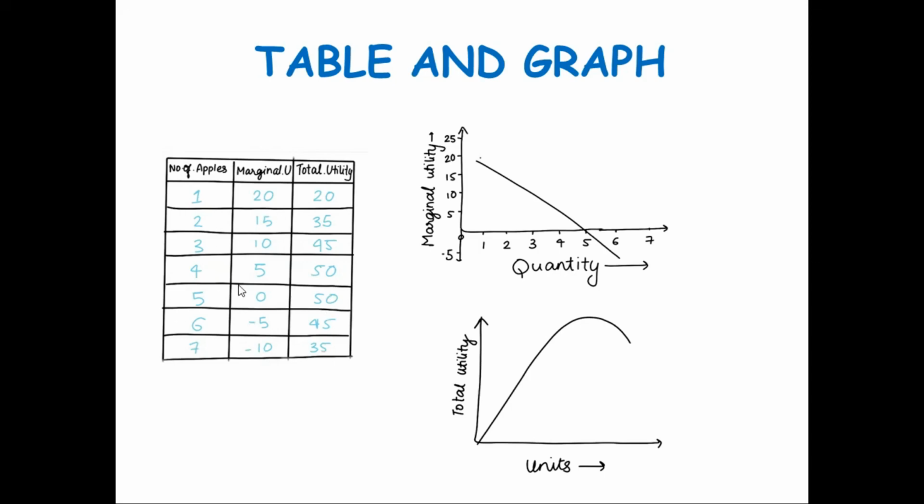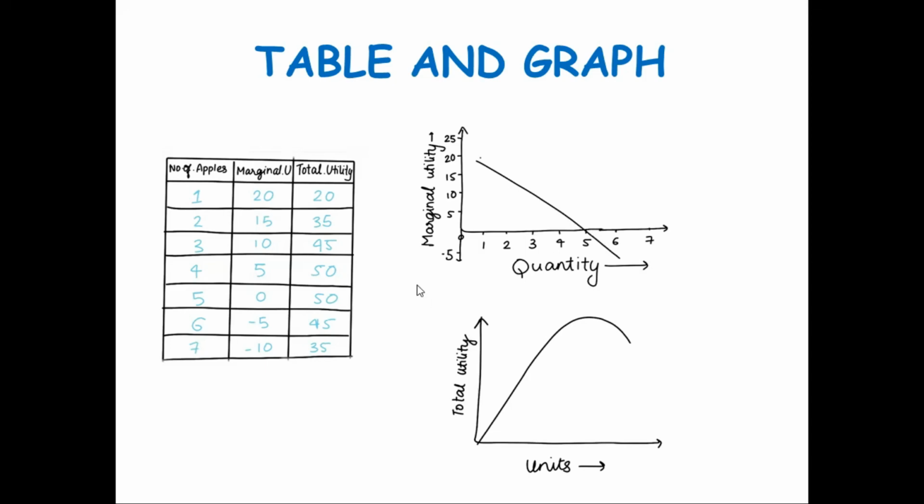So this is about the table. And if we plot in a graph, you can see here on the y-axis we have taken marginal utility, on the x-axis we have taken the quantity. If we plot according to that, what is the satisfaction we get on consuming first, second, third, fourth, fifth, and on the sixth you get a negative. You get a straight line which is sloping downwards.